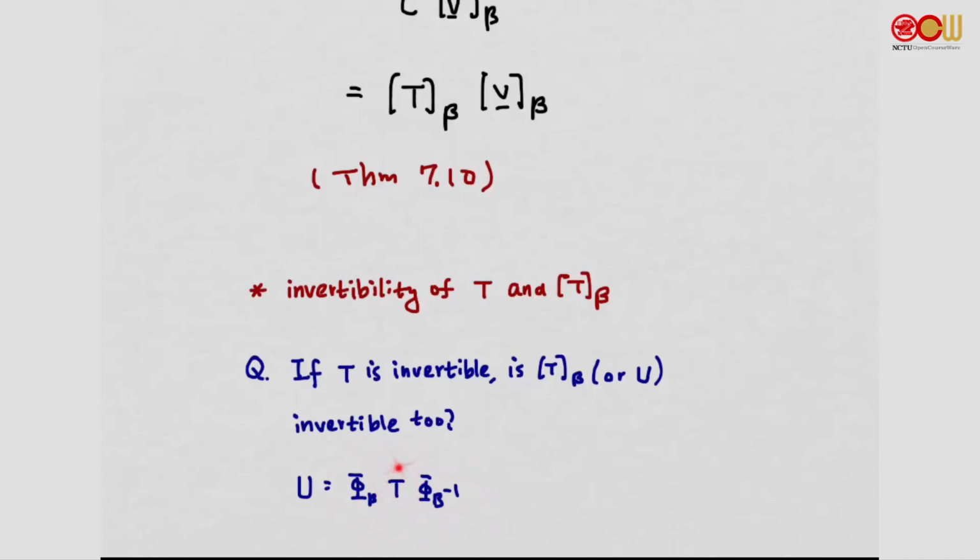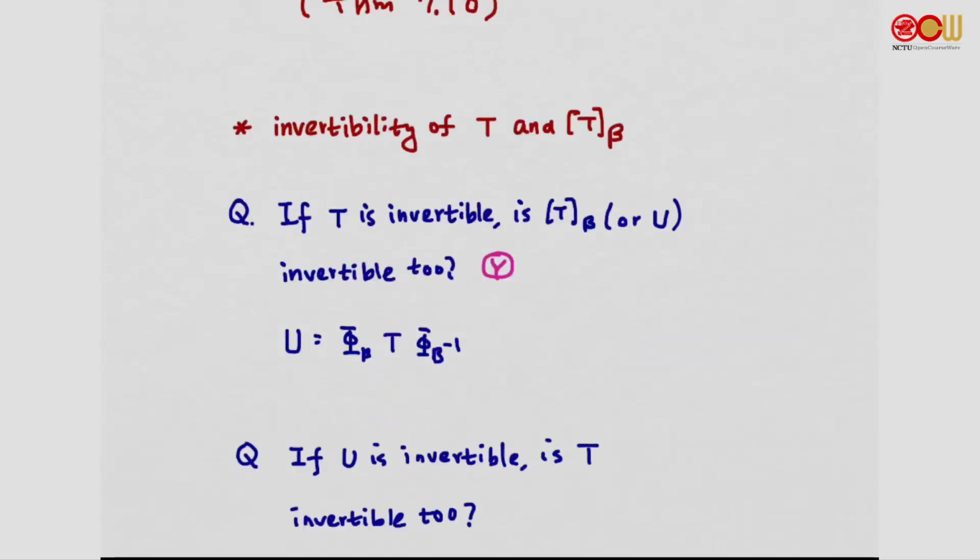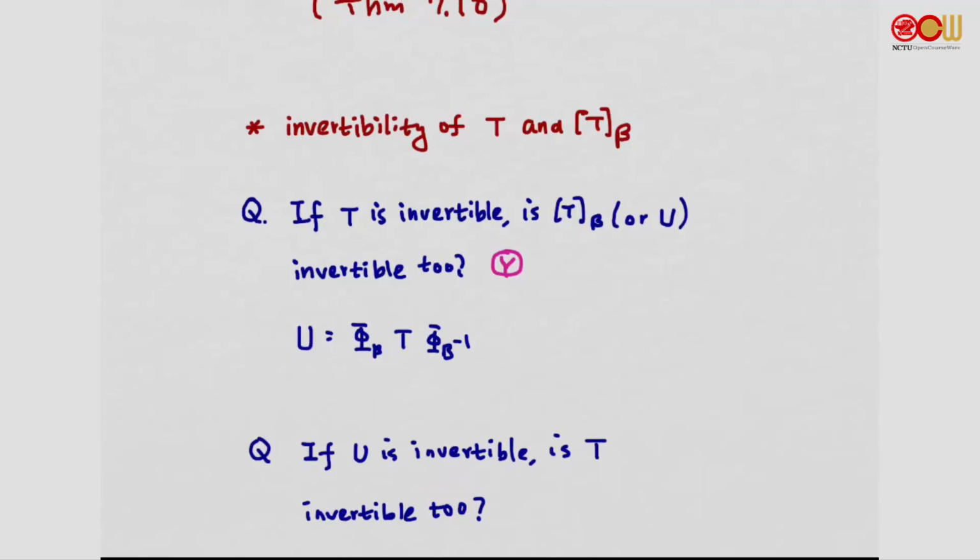If T is invertible, and these two are already invertible, then U would be the composition of three invertible linear transformations. Does this mean U is invertible as well? Yes, it does. Now the converse. If U is invertible, so its standard matrix or the matrix representation of T is invertible, does this mean T is invertible? Well, this is how U is related to T, right? So let's see how we can relate T to U.